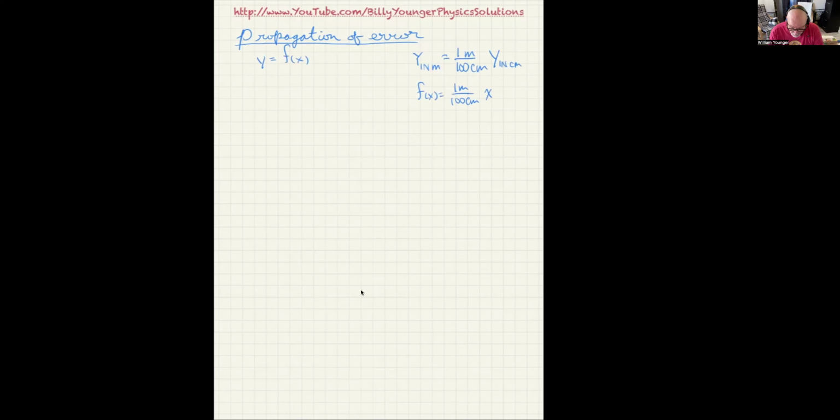I could have used it as y's as I did immediately above it, or I could have used it as x's. It doesn't really terribly matter. I could have even just called the left hand side y in meters and the right hand side x in centimeters. All of that's fair.